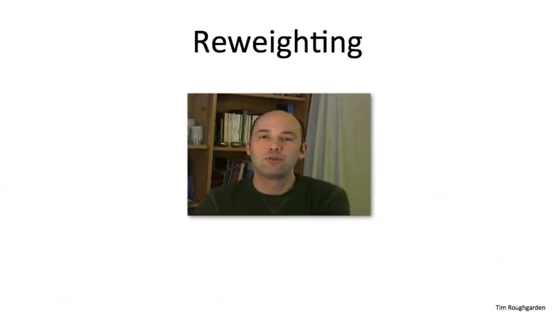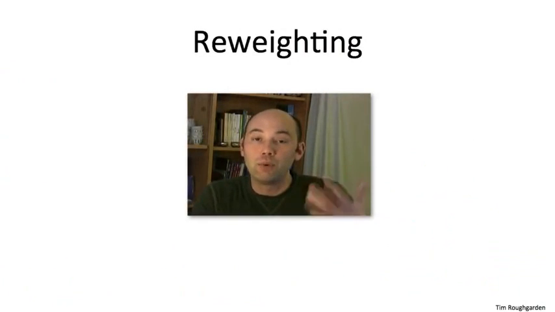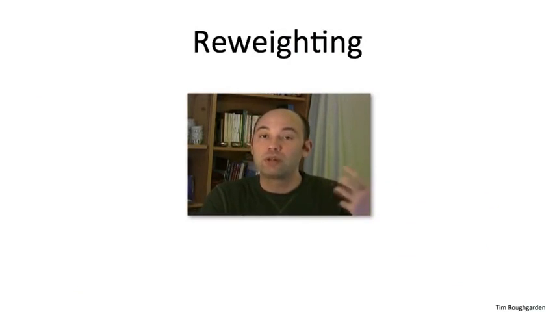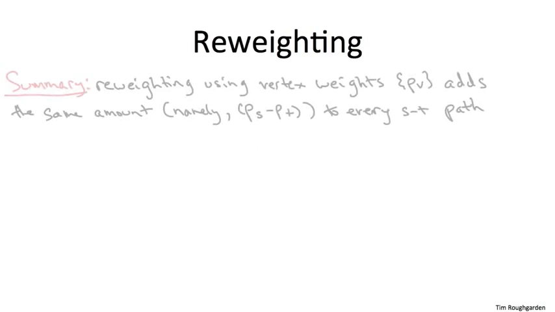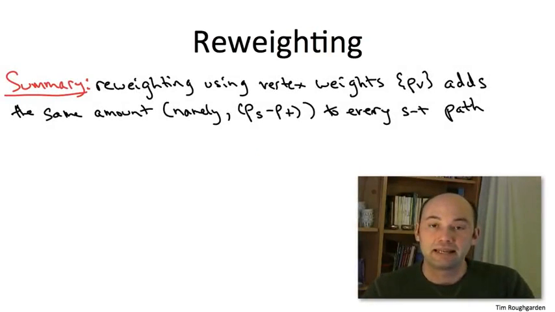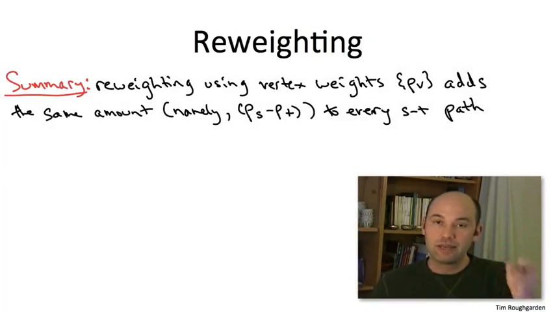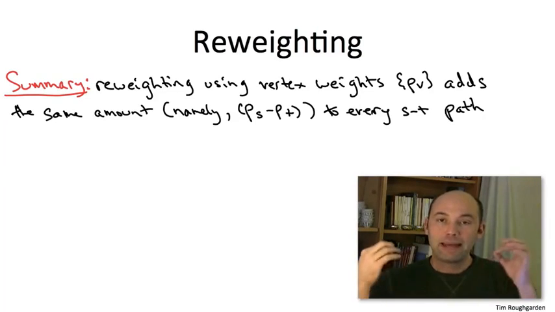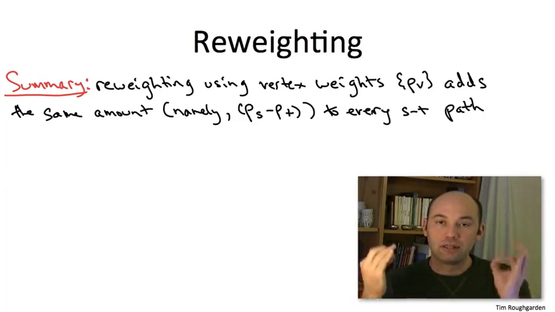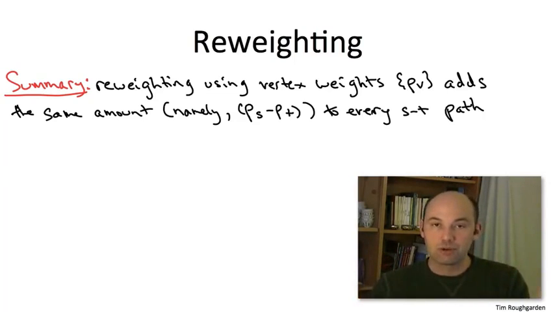All right, so now that we've slogged through the algebra, let me explain why we went through that exercise. What is the potential application of this reweighting technique? What did we just learn about it? Well, fix a graph and fix an origin vertex S and a destination vertex T. What we just learned is that when you reweight using these vertex weights, you shift every single ST path by exactly the same amount. The length of every ST path, shortest or otherwise, changes by exactly the quantity P sub S minus P sub T.